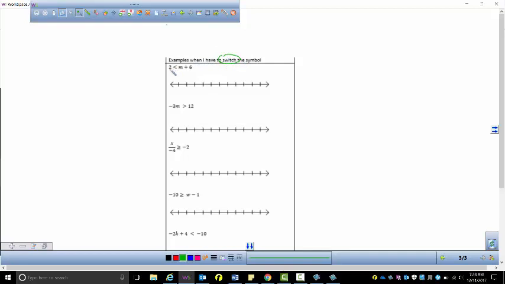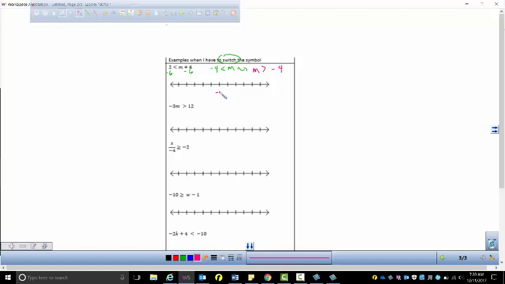So this first one, it says 2 less than m plus 6. When I solve it, I do minus 6 and minus 6. So I have negative 4 is less than m. I don't like that because the letter's on the wrong side, so I have to change it. When I change it, I put m and I put negative 4. And then I have to take my symbol, which is less than, and change it to greater than.